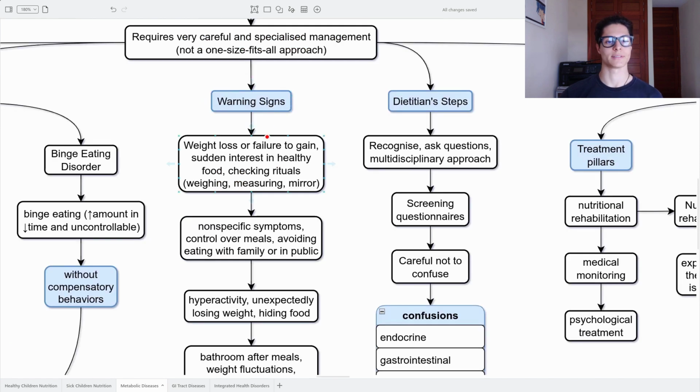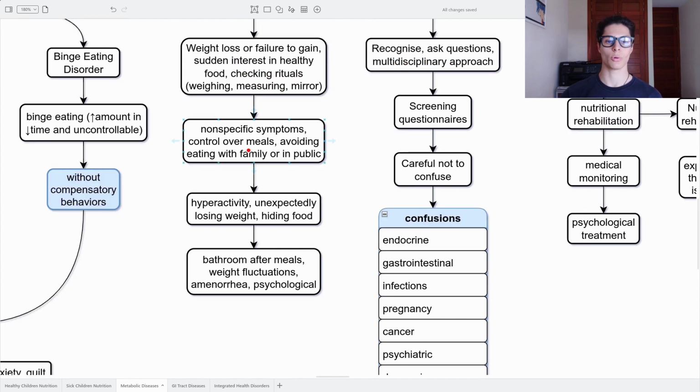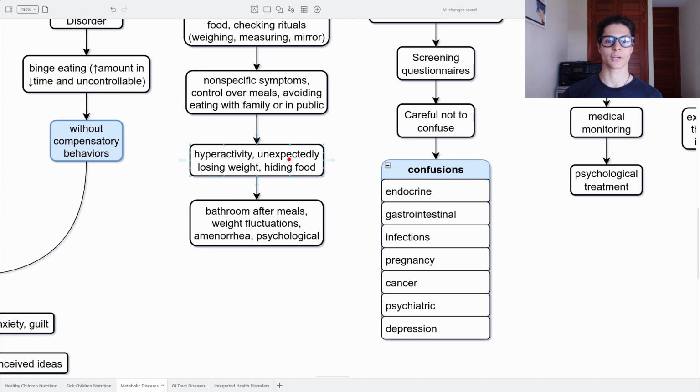The warning signs: weight loss or failure to gain, suddenly interest in healthy food, checking rituals such as weighing, measuring, and the mirror. Non-specific symptoms: control over meals, avoiding eating with family or in public, hyperactivity, unexpectedly losing weight, and hiding food, as well as going to the bathroom after the meals, weight fluctuations, amenorrhea, and psychological changes.